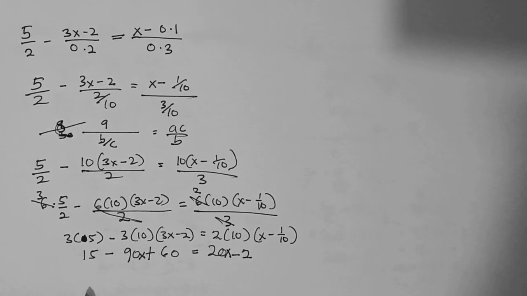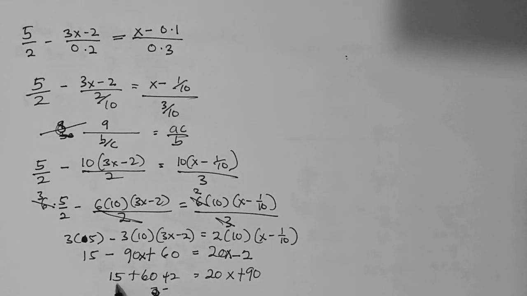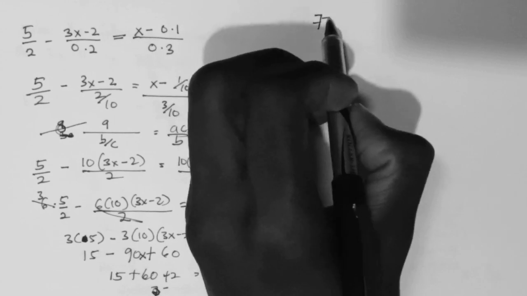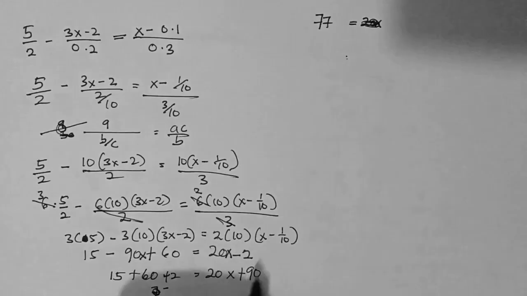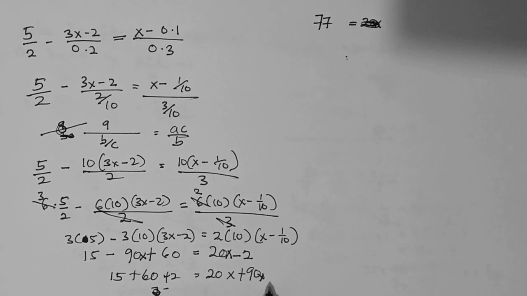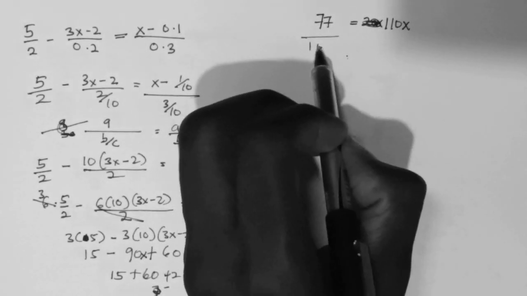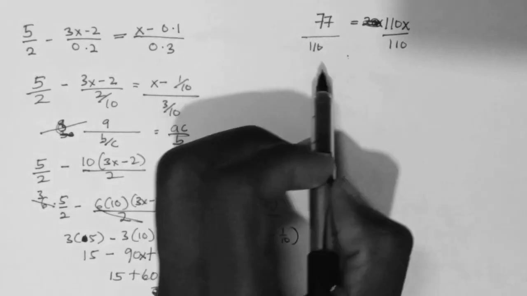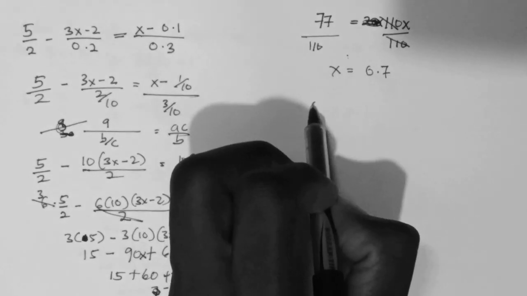Sorry, I forgot to add the x here. It's minus 90x. So let's group like terms. So let's take 90x to the side and bring minus 2 here. So it becomes 15 plus 60 plus 2 equals 20x, then plus 90x. 15 plus 60 plus 2 equals 77. And that is equal to 20x plus 90x, which is 110x. So if we divide through by 110, then at the end of the day, x is equal to 0.7.